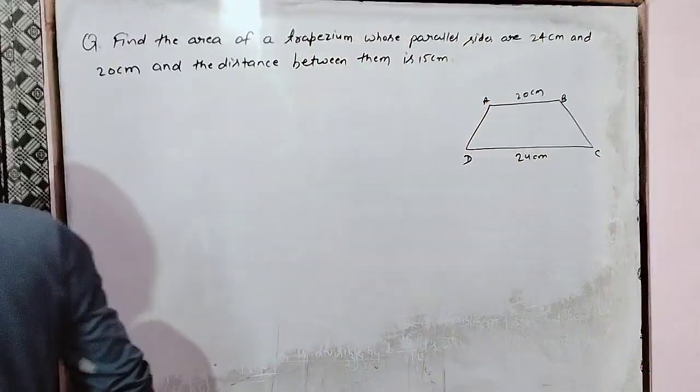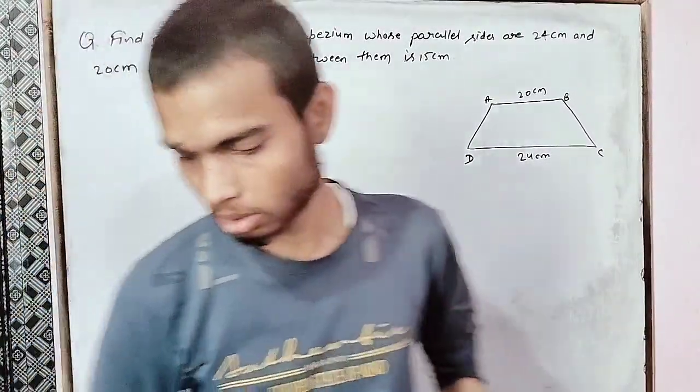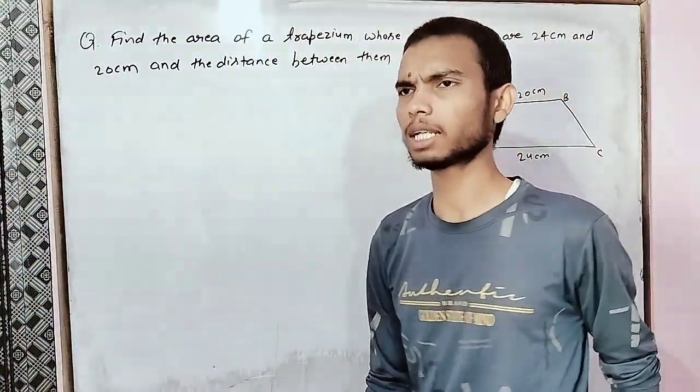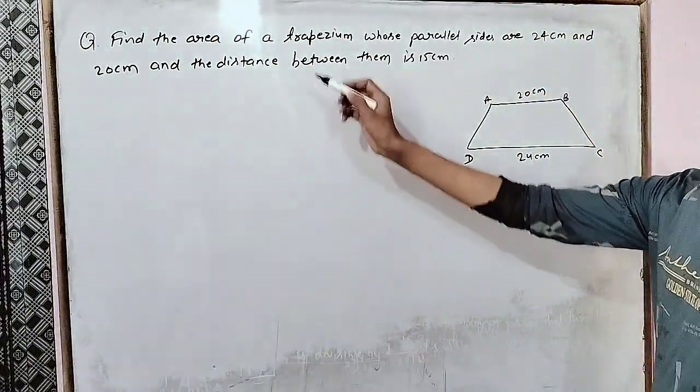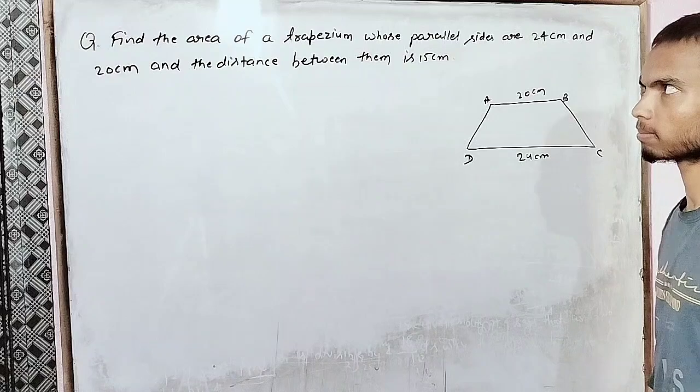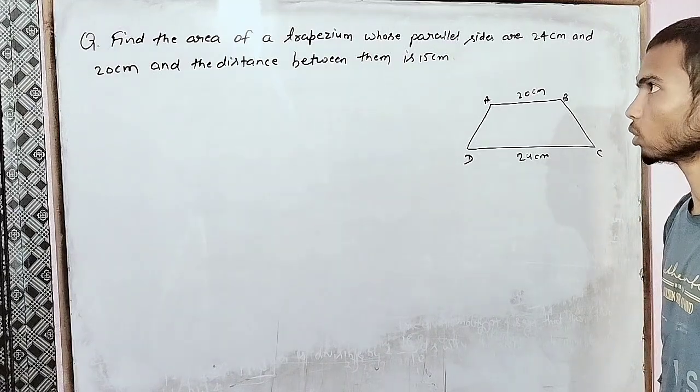This is a figure of a trapezium. Now you will ask what is the meaning of a trapezium shape. It's all about parallel lines. You need to understand where the parallel lines are and where the non-parallel lines are. Let me explain the meaning of a trapezium. It's a game of parallel lines, as I told you.